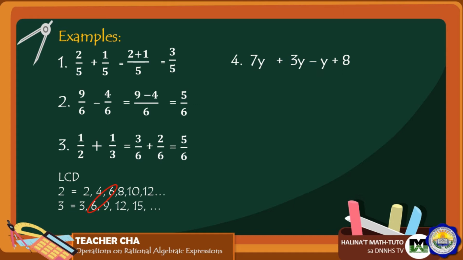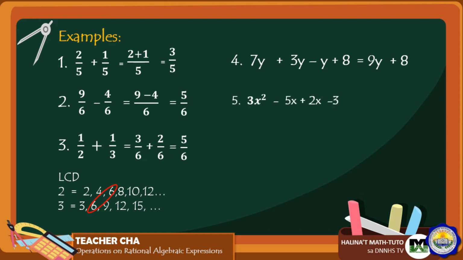Next example, we have 7y plus 3y minus y plus 8. Always remember that we can only combine terms that are similar. When we say similar terms, they have the same variables, and at the same time, the exponents are also the same. So combine here: 7y plus 3y is equal to 10y, minus y is equal to 9y, and then copy 8. So we have 9y plus 8.